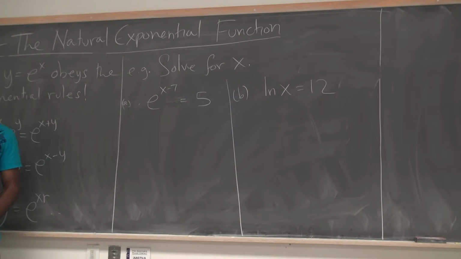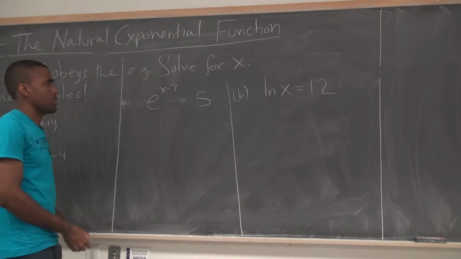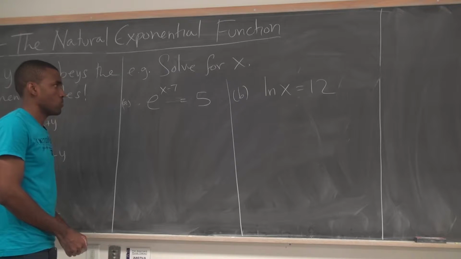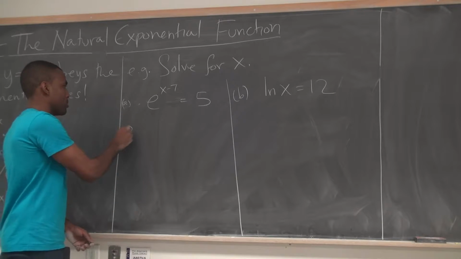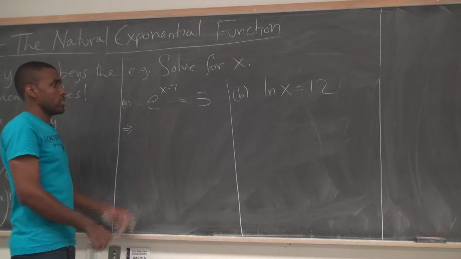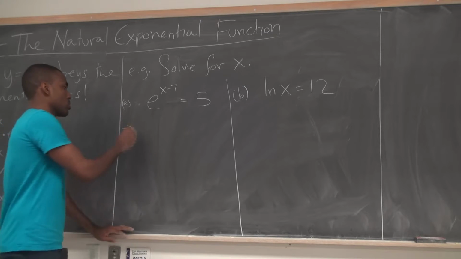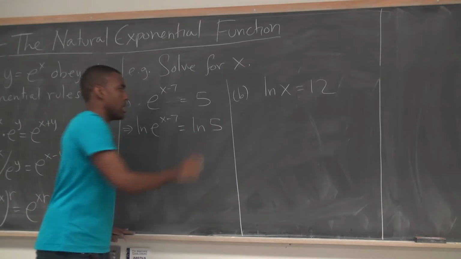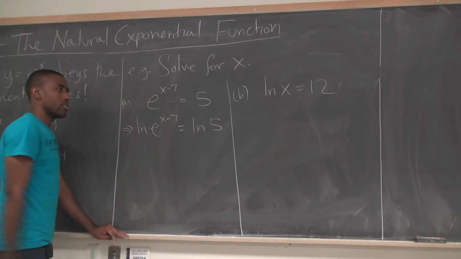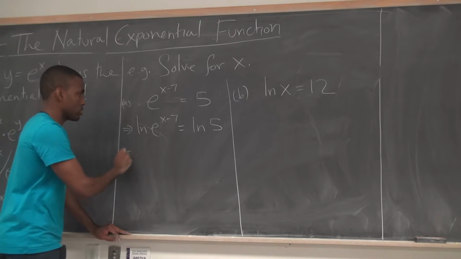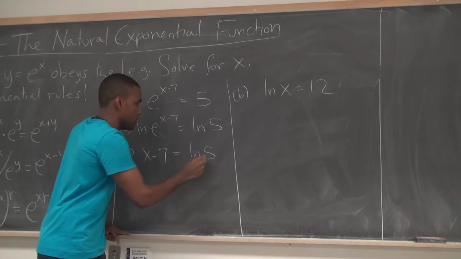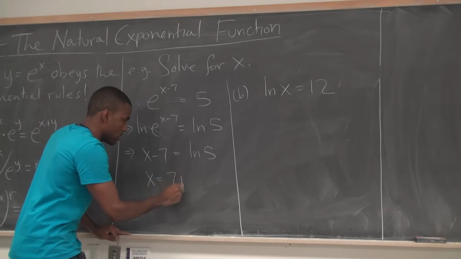Come again? x equals 35? How'd you get that? What's the first step? You log both sides, right? You want to take the inverse function, right? So you ln both sides. And we learned last time that ln and e are inverses, so it sort of cancels. So here you're just left with x minus 7 equals ln 5. Therefore, x is equal to 7 plus ln 5.